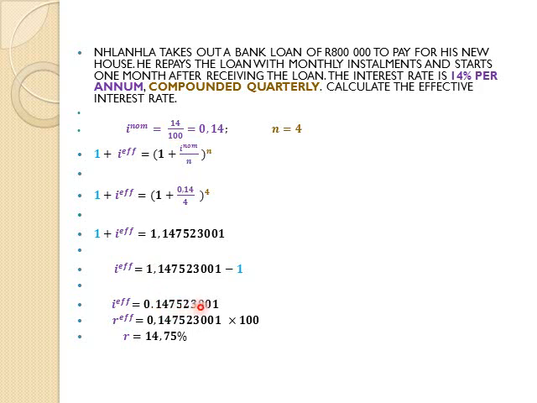Positive 1 will always come over to become minus 1. So if I take 1 away, I'm left with 0.1475230001. Multiply by 100. Comma shifts 2 spaces, so I have 14.752, so it just stays 14.75%.